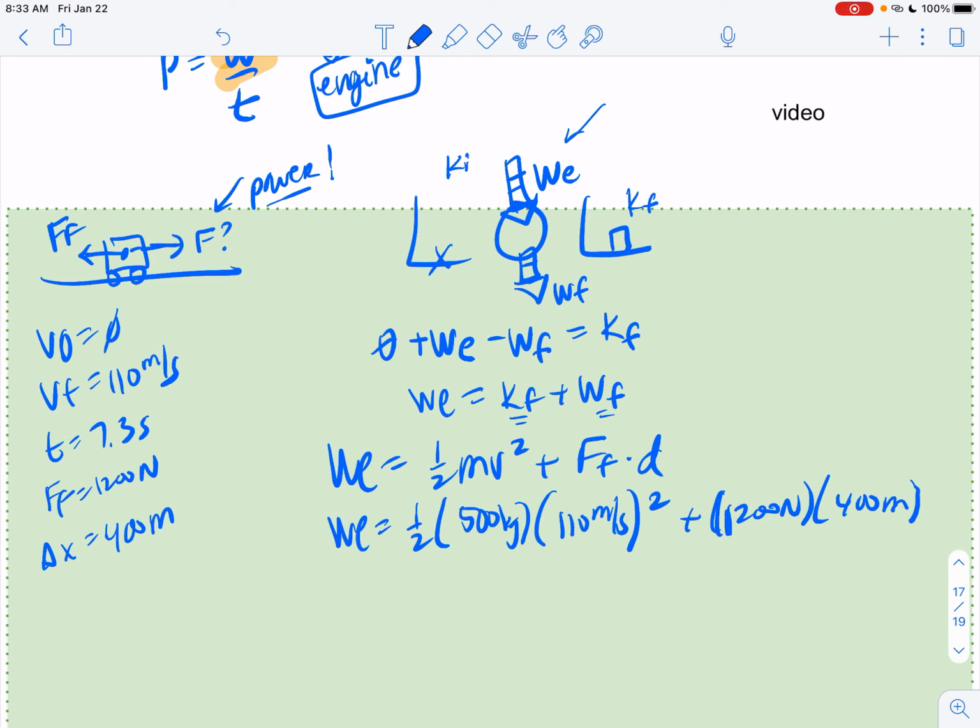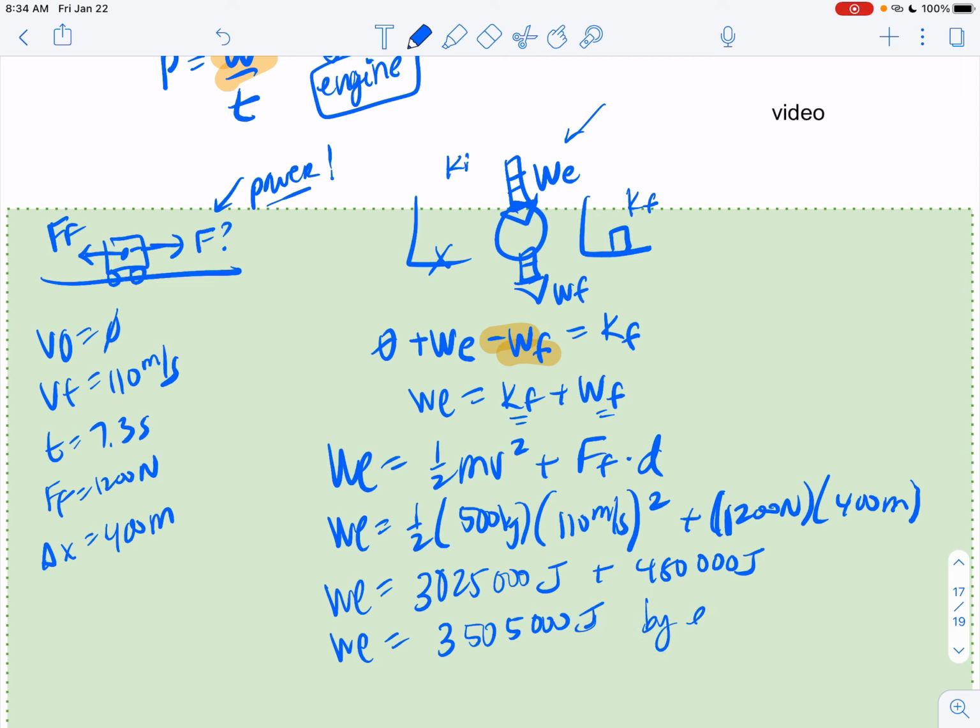Remember, we're plugging in a positive 1,200 for magnitude because we've already taken into account that the friction is opposite the motion. So when we moved it to the other side, it's positive, so don't make it negative again anywhere. The work done by the engine is going to be 3,025,000 joules plus the friction work of 480,000 joules. That gives a total of 3,505,000 joules, and that's the work done by the engine. That's the power output we're looking for.